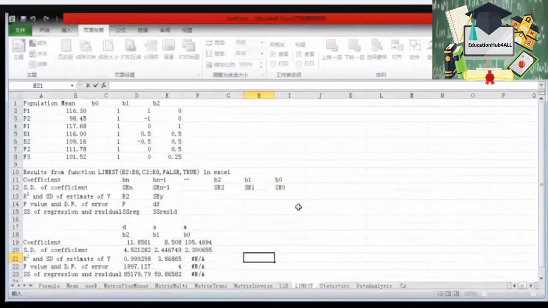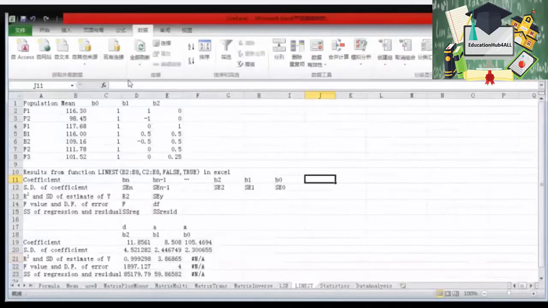So basically, this is also available from data analysis. We showed that last time.